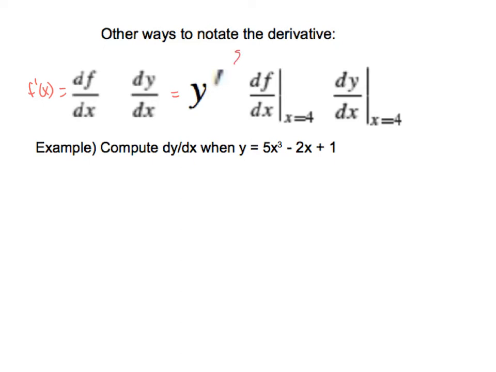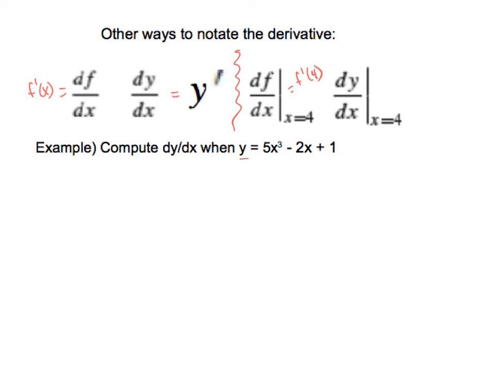Now, next to it is more specific. So now it's saying take the derivative of the function named f with respect to x when x equals 4. The other way that we could write this would be f prime of 4. Same idea with the last one. The derivative of the equation named y with respect to x when x equals 4. Okay.